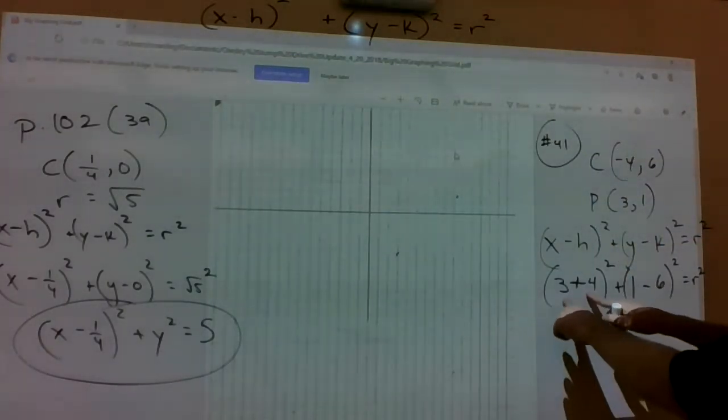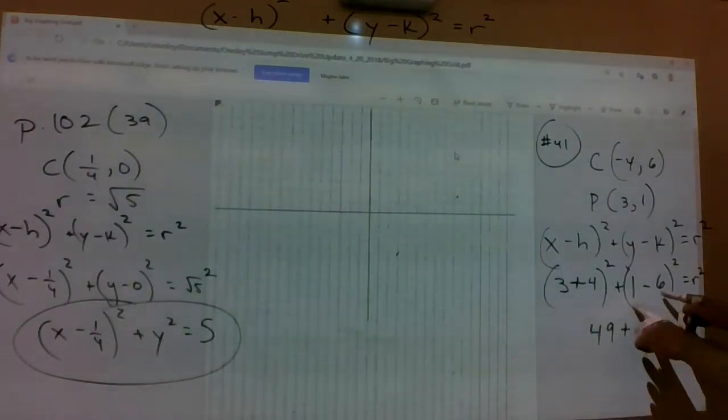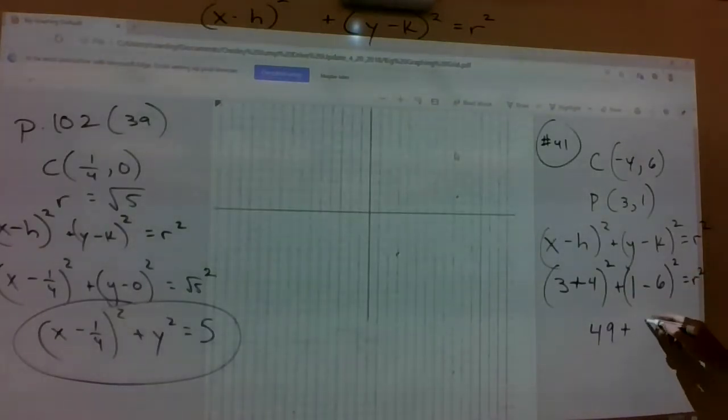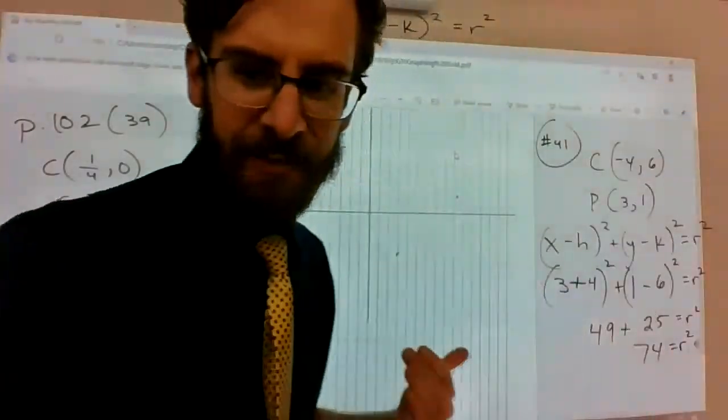3 plus 4 is 7. 7 squared is 49. 1 minus 6 is -5. -5 squared is 25. That equals r squared, which is 74. So the radius is √74.